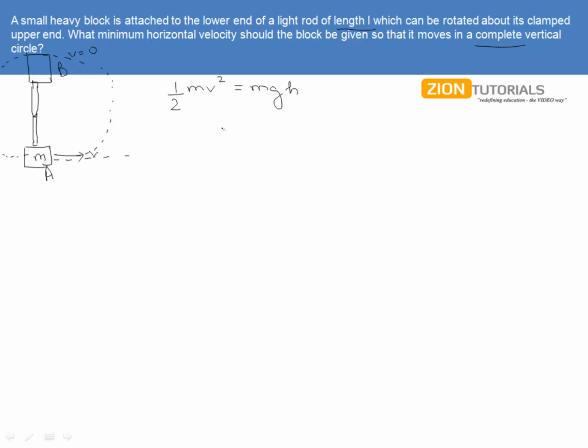Now putting the values, because the height is 2L actually, right? So we have got v equals under root 4gL, that is 2 root gL. So if this much velocity is given, this mass will reach the highest point with a velocity of 0, but will be able to complete the motion because it will be slightly more than that.